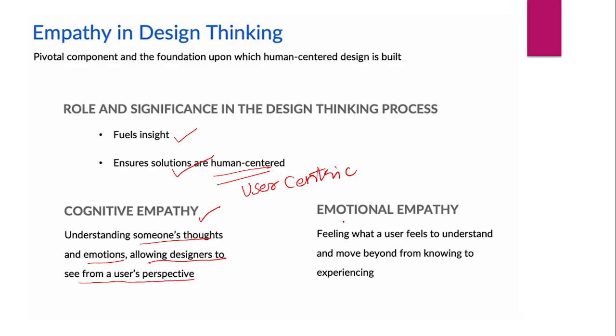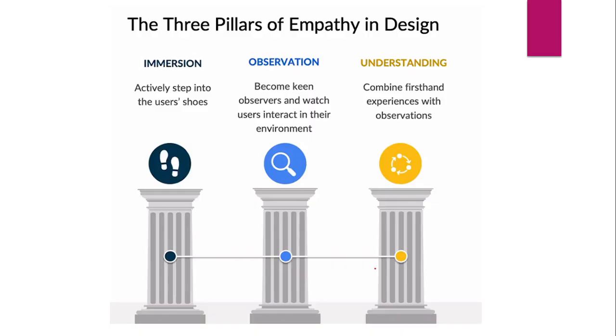Next, emotional empathy. Emotional empathy means feeling what users feel, to understand and move beyond knowing to experiencing. So there is another way to connect with the users, through the emotional side also. Here, there are three pillars of empathy in design. One is immersion, actively stepping into the user's shoes. Observation, being keen observers and watching the users interact with their environment. Understanding, you have to understand what their exact problem is. There is a certain method to analyze the root cause of the problem, and then only can you proceed with the solutions.